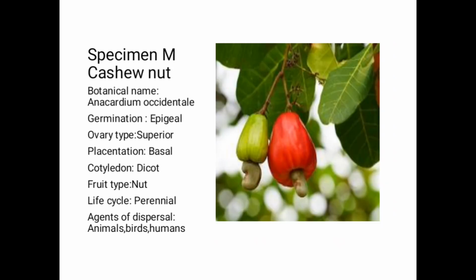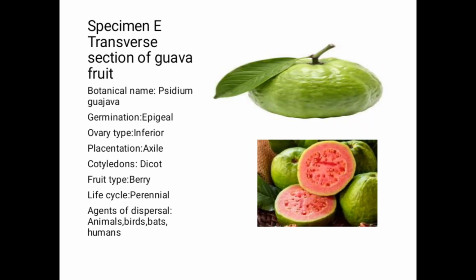Specimen M is cashew nut. Botanical name Anacardium occidentale. Germination is epigeal. Ovary type superior. Placentation is basal. Cotyledon dicot. Fruit type is a nut. Life cycle is a perennial, meaning it takes like 2-3 years and above. Agents of dispersal, animals, birds, and humans.